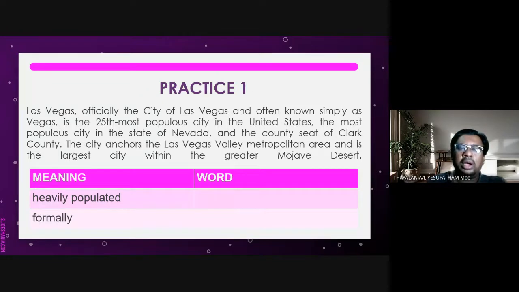Now, firstly, we need to read the meaning. There are two meanings there. The first one is heavily populated. The second one is formally. Now, Mohan, you can read the text.